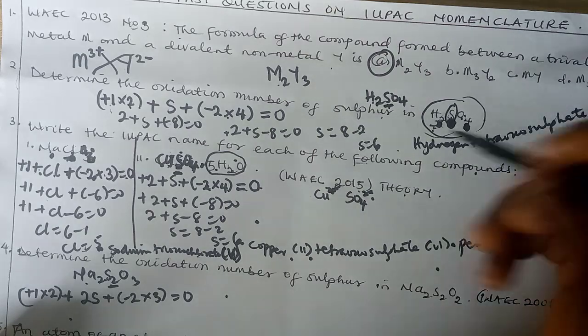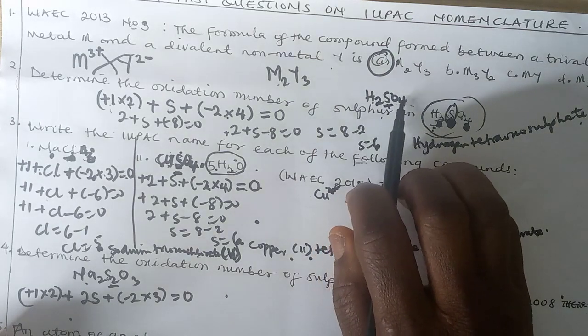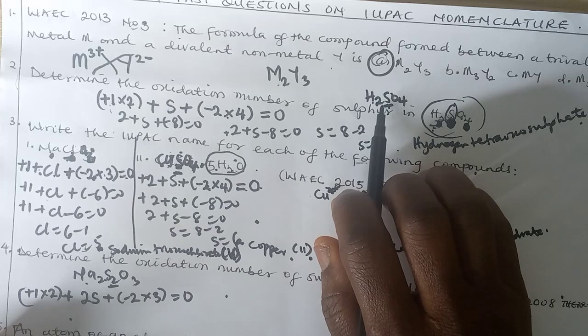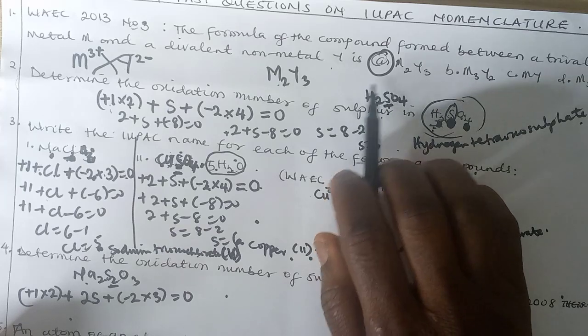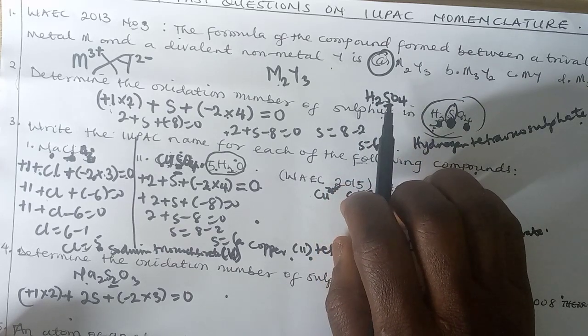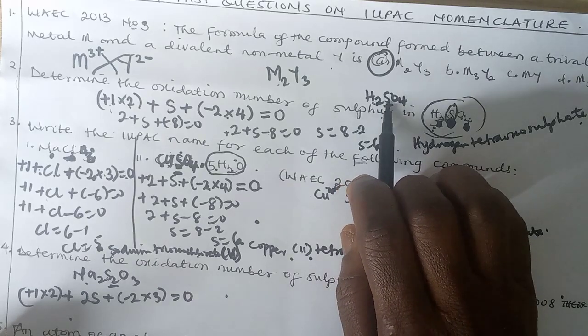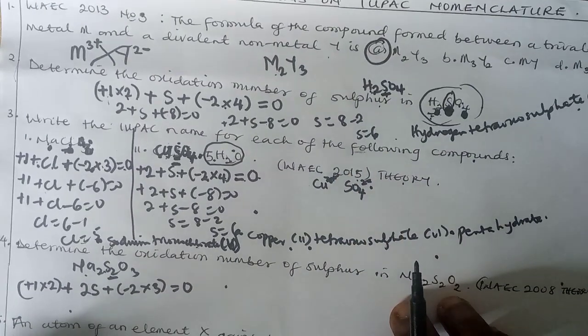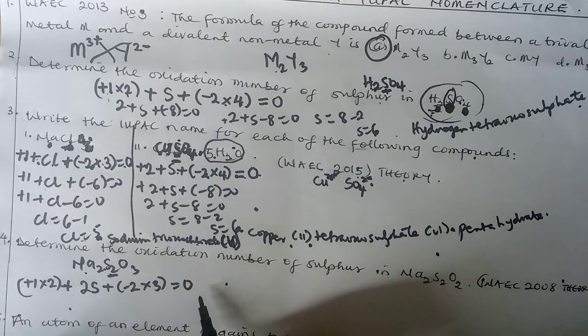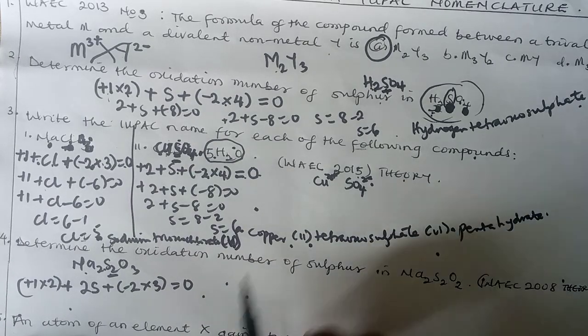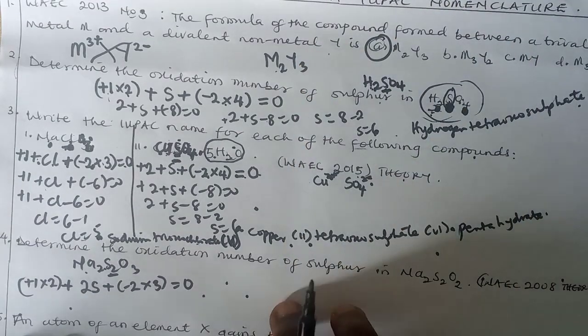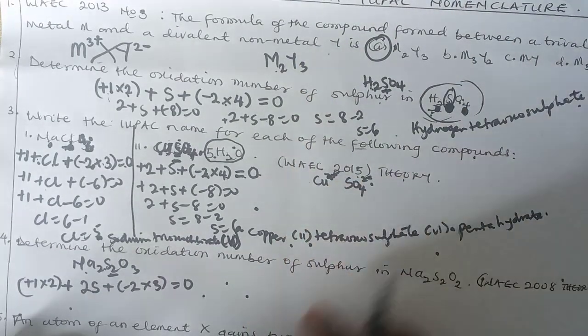So from there we can even name the compound as tetraoxosulfate(VI) acid, because acid is denoted by the presence of hydrogen at the beginning, or we name it as hydrogen tetraoxosulfate(VI). Now, if you are to determine the oxidation number of sulfur in this compound, I deliberately left the first question here because this is more similar to what we are doing here.